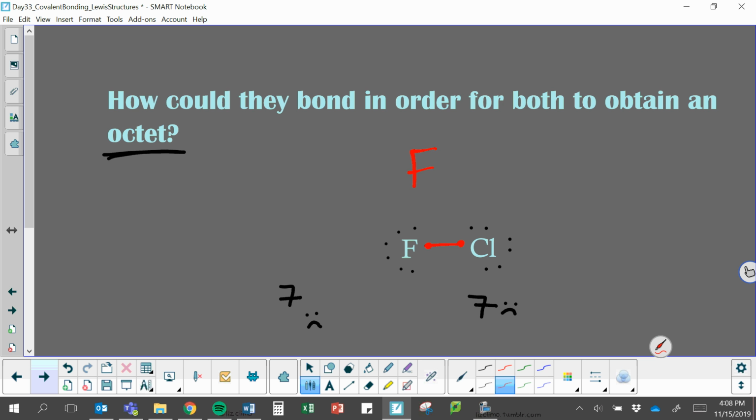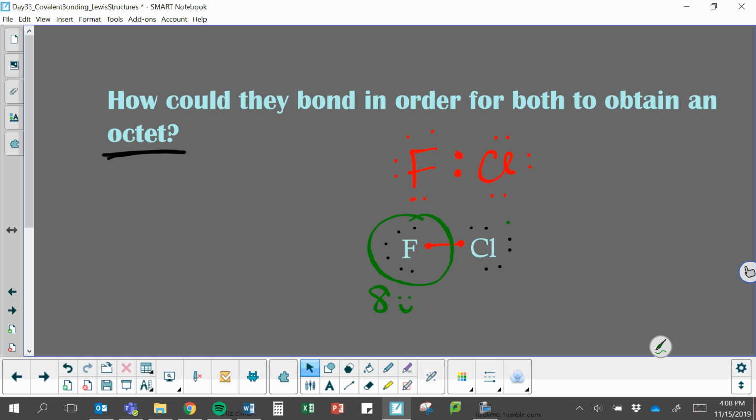Another way to draw that is by showing the 2 electrons that are being shared as dots, and then all the other ones are around each atom. Either way, it's showing that fluorine is using all of these electrons, the 2 that are in that bond, plus the 3, 4, 5, 6, 7, 8. So now it has 8 electrons and is happy. And chlorine also has 6 plus these 2 from that bond, so it has 8 electrons.